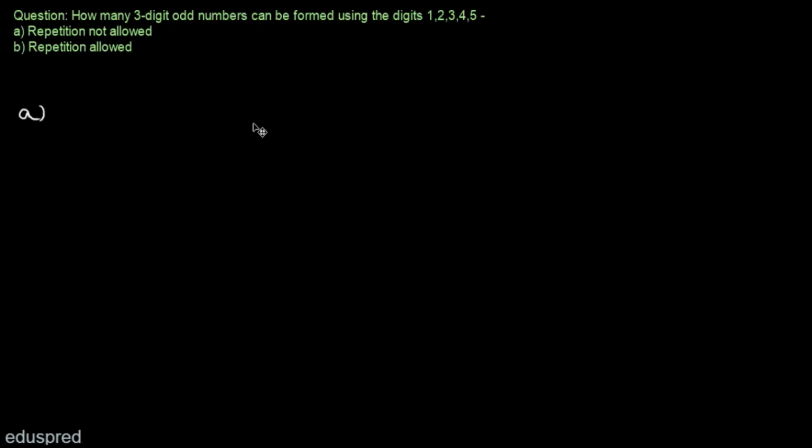So we are given that we have to use the digits 1, 2, 3, 4 and 5, and we have to form 3-digit odd numbers. Now because we have to form 3-digit numbers, let us make 3 slots here. Note that we are given a condition in this question: the 3-digit numbers that we have to form should be odd. And the rule is that whenever you are given a single condition in the question, always start with that condition.